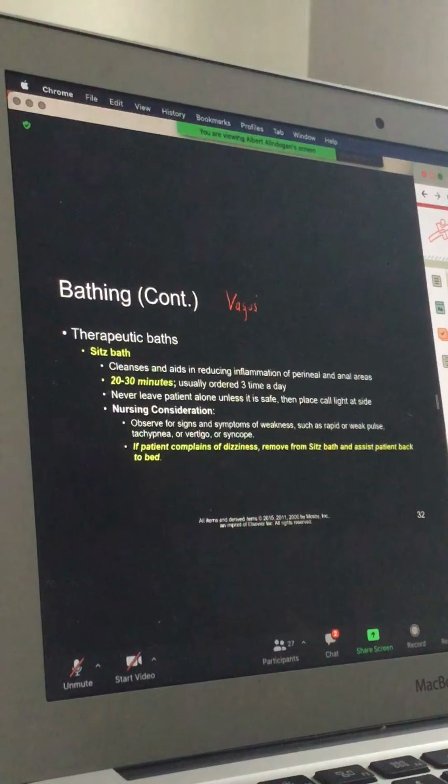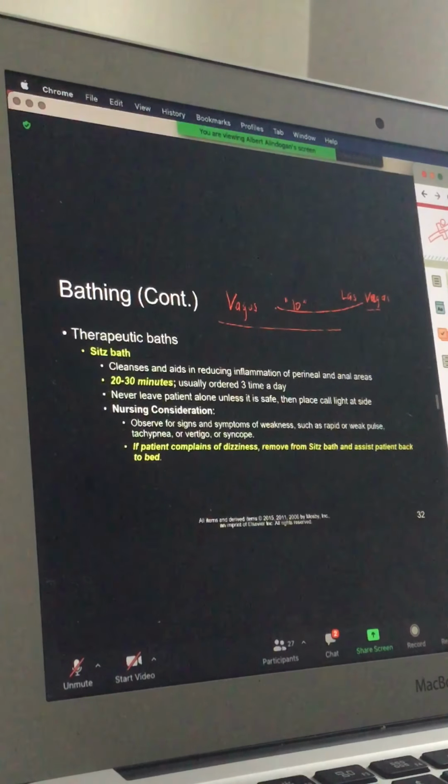Cranial nerve number 10. So the best way to remember this, think about Las Vegas. Cranial nerve number 10, Las Vegas. So learn by association again. Vegas, very close. Cranial nerve number 10.